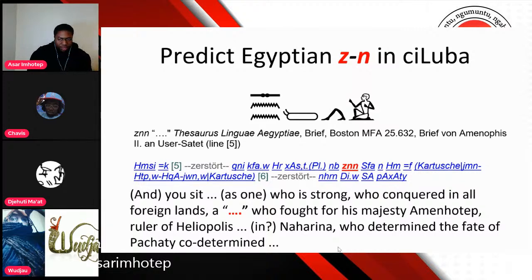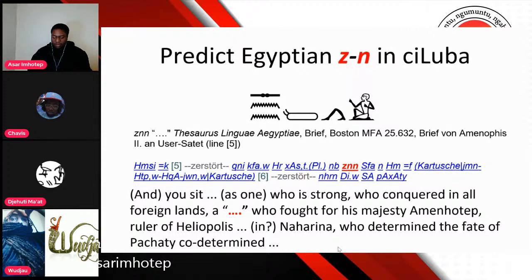Had to be somebody who was protecting the king or his majesty. Anybody else? Well, yeah, I mean, so this is context clues, obviously. So, and you sit as one who is strong, who conquered. So it's talking to a person in second person. So somebody's sitting or stationed as somebody being described as strong, somebody who conquered something or just foreign lands, and then a blank who fought. So somebody who is strong, somebody who conquered, and somebody who fights. And so the scope of it would have to be a fighter, a soldier, a warrior, a protector. Those kind of things come to mind.